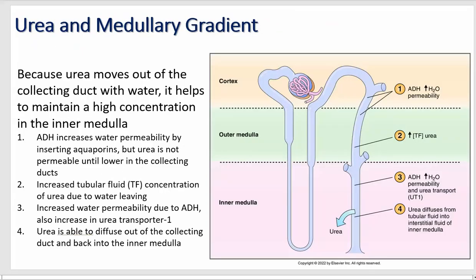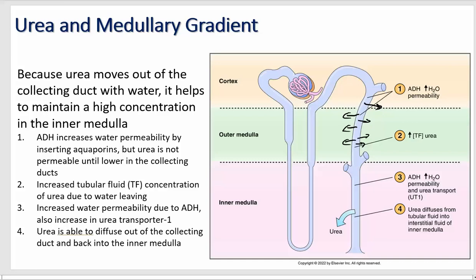Same thing here, pointing out what happens with the ADH. In this case, remember we have 110% whatever that we've kept, so a lot of urea. Then we can see in step one we have permeability due to ADH, antidiuretic hormone, so water is moving out. The concentration of urea is getting higher and higher. Increased tubular fluid concentration of urea due to water leaving.